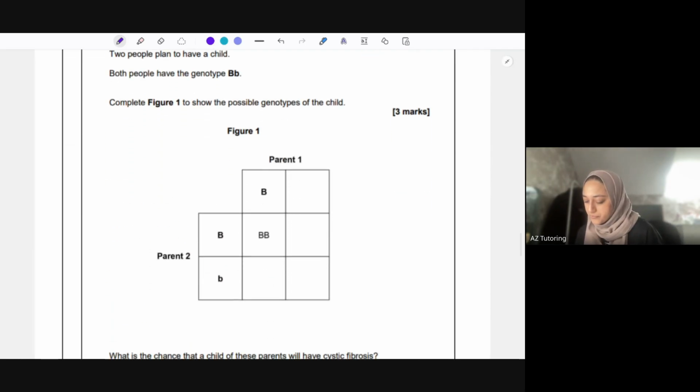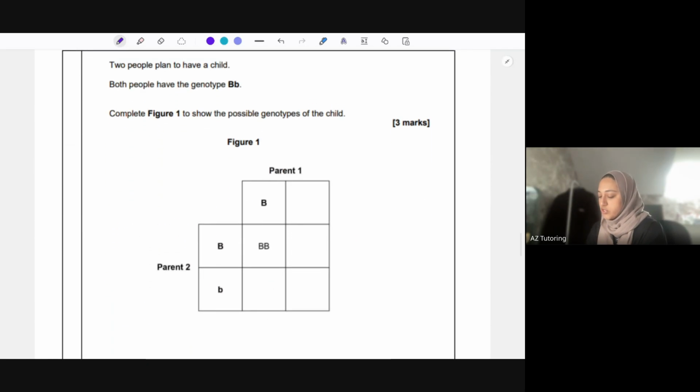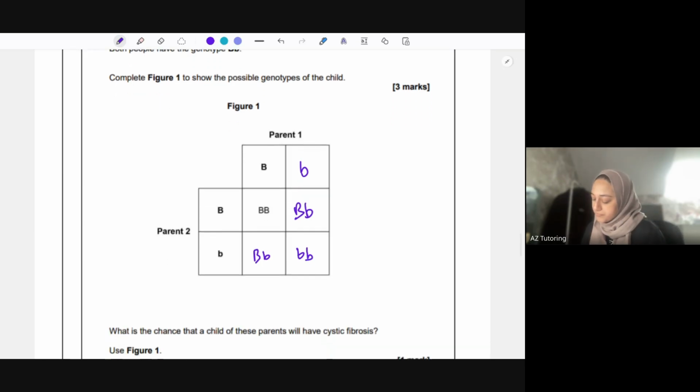So it's not them. Okay, two people plan to have a child. Both people have the genotype capital B, small b. So I guess I'd have small b here, right? We've got a Punnett square here. Complete the figure. So you can see here capital B is already here. For this one here, you'd have capital B, small b. Now, you never ever get something like that. You never write the lowercase letter first. It always goes uppercase and then lowercase. Over here, we've got capital B, small b. And finally, we've got small b, small b.